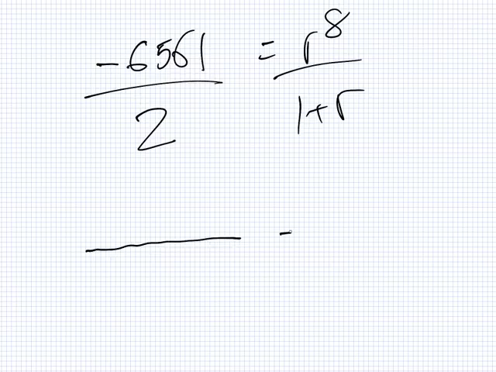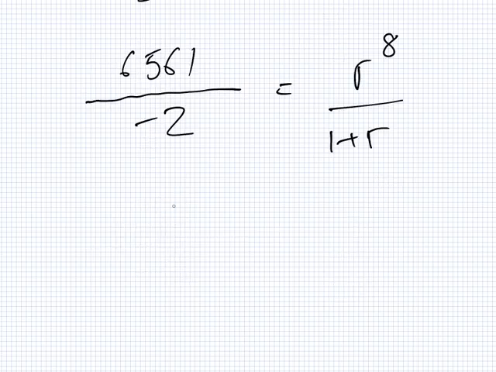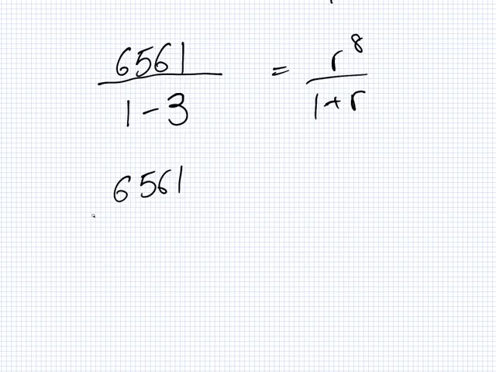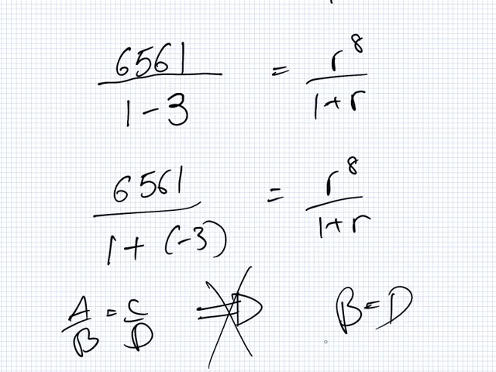Right, so what you can do is rewrite this. Well, it's magic. Watch, okay? So you're all thinking, where's he going with this? And then you change it into 6561 over -2 is the same as 1 over -3 and so on. Go with me? If we have a over b equals c over d, it is very wrong to say b equals d. We can't do that. So, not yet, almost.